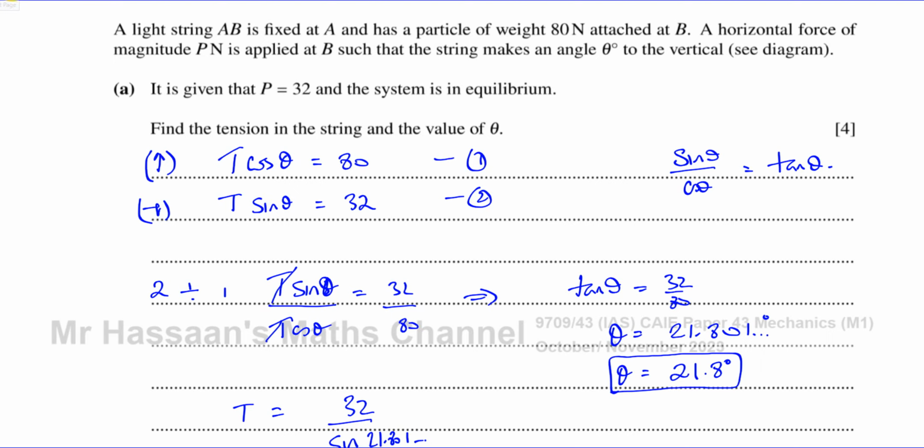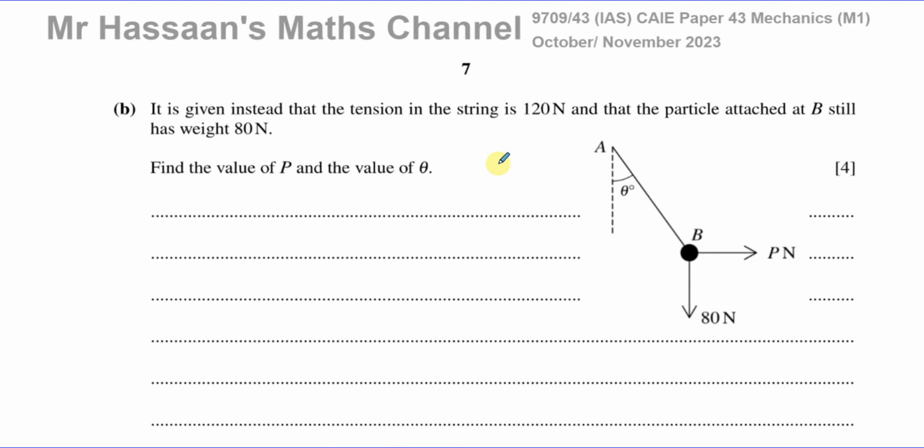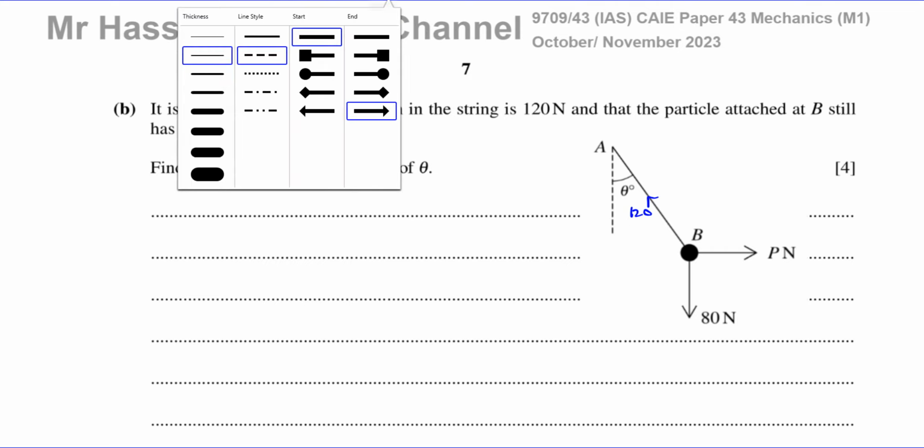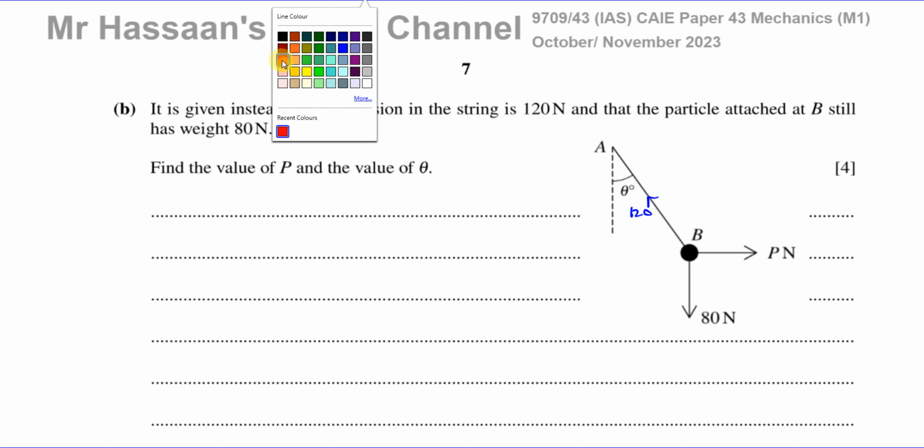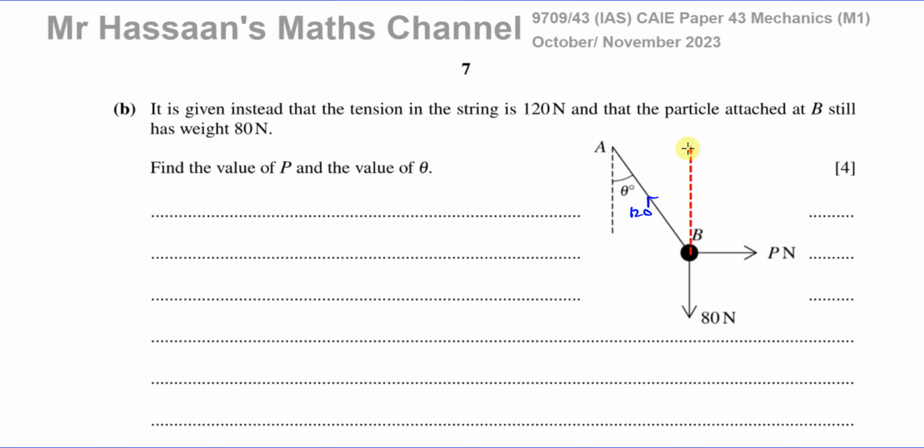Right, so now for part B, it says here, it is given instead that the tension in the string is 120 newtons. So we know the tension in the string now is 120. And the particle attached to B still has a weight of 80 newtons. Find the value of P and the value of theta. So now we can do a very similar thing. We can resolve the forces horizontally and vertically, with this tension. So we've got the component in this direction and also in this direction.